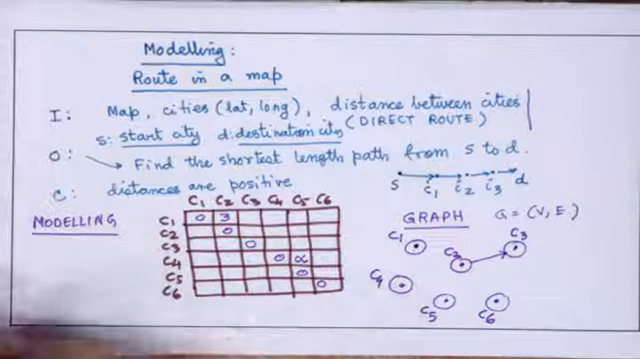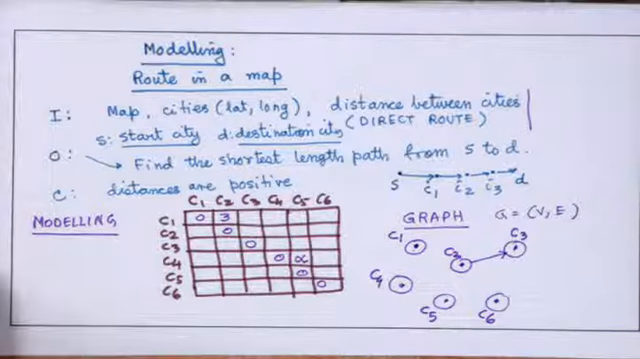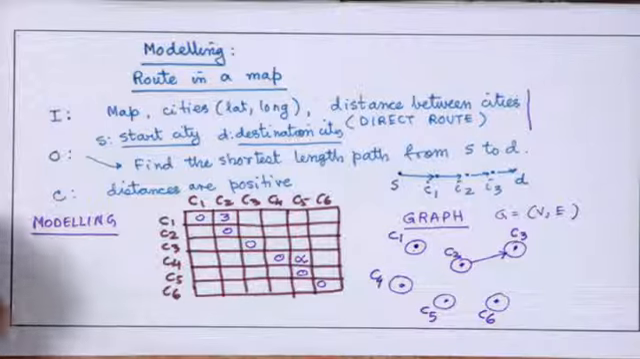Now, somebody may ask, why will that not be the case? It may differ from problem to problem. If you are looking at the distance as the road distance, then obviously the distance between a city Ci and Cj will be the same as between Cj and Ci.